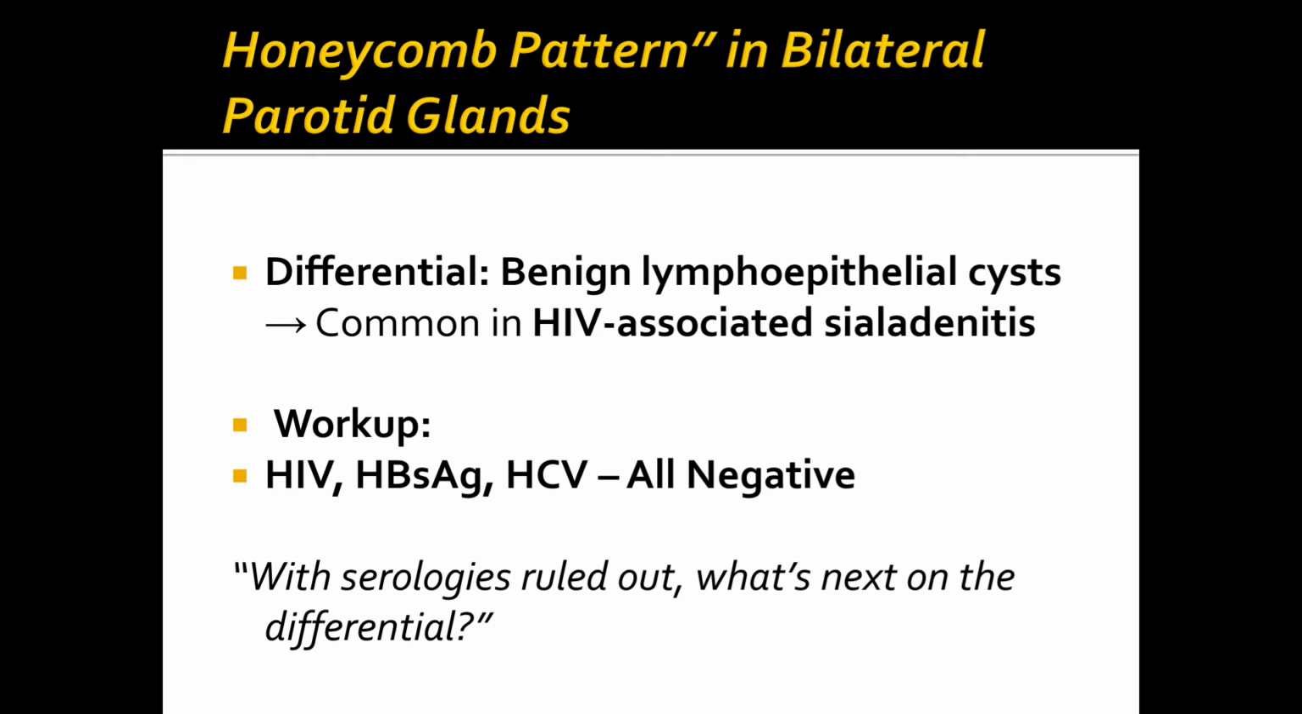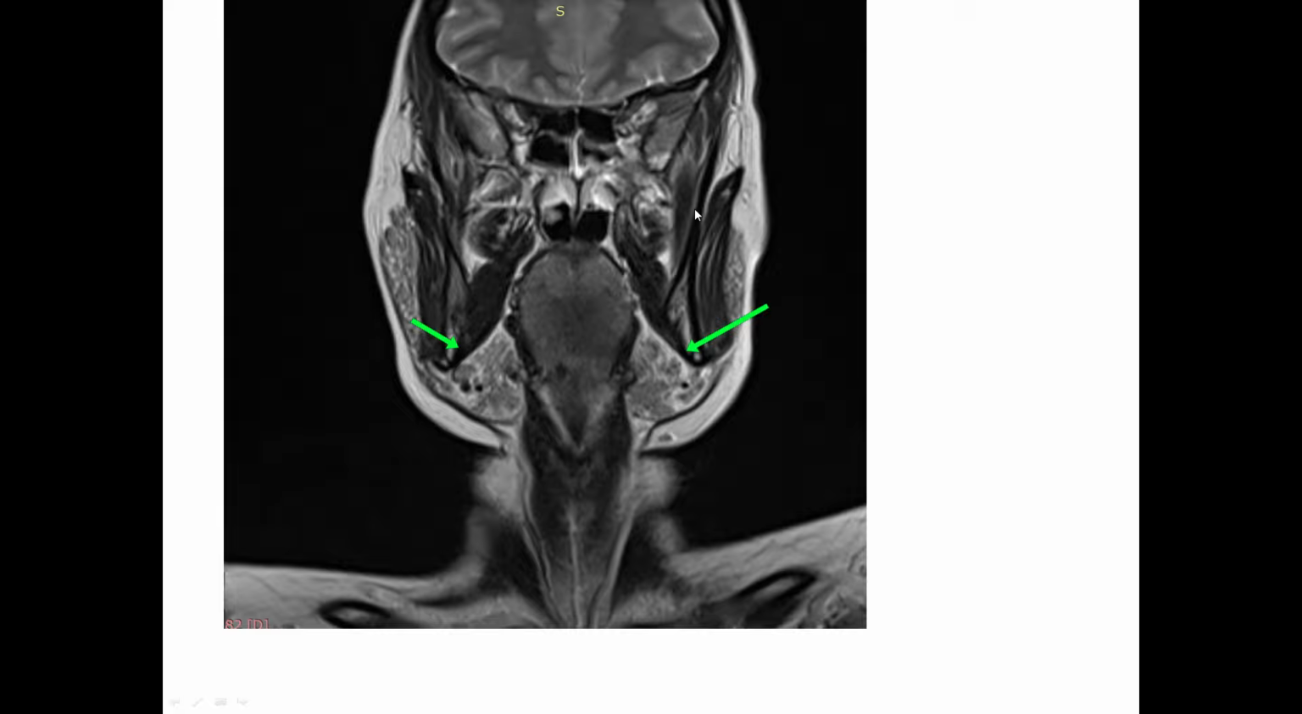She was worked up for HIV, HBsAg, and HCV, all of which turned negative. Now, with these ruled out, what would be the next on your differential? So, I would like to show you two more sequences, two more findings. So, this is T2 coronal, which is showing that bilateral submandibular glands are enlarged as well, and they show cystic changes with some amount of fatty atrophy in it.